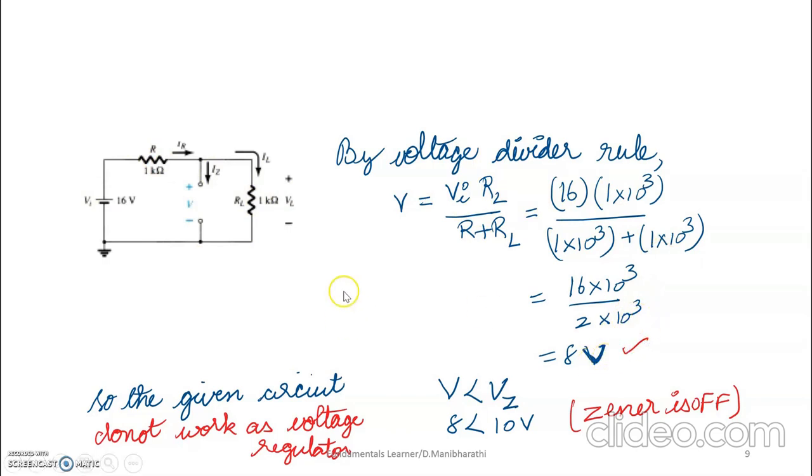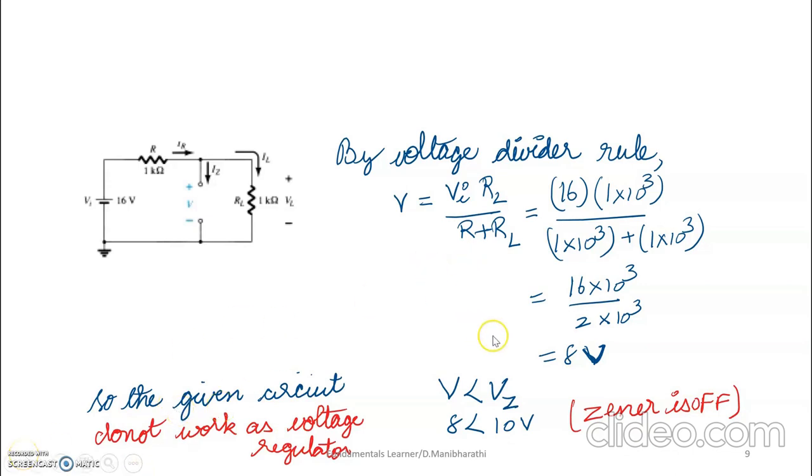This 8 volt is less than the breakdown voltage, that is your 10 volt. This Zener diode needs how much voltage? 10 volt, but we are getting a voltage of only 8 volt. So the Zener diode is in off state. So this given circuit does not work.